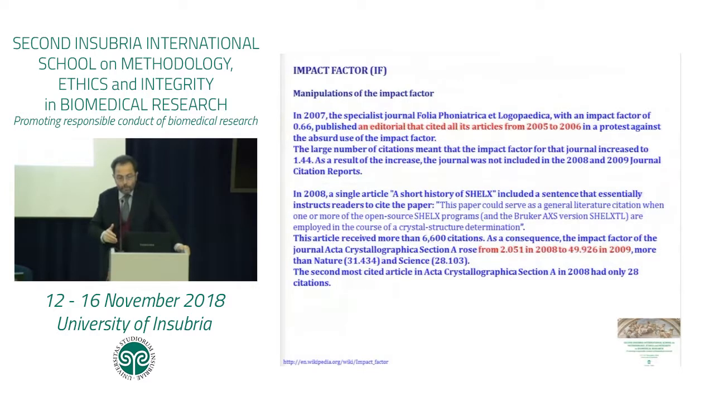There is an attempt, of course, to check that journals or individual authors are not manipulating the impact factor, and in general the citations of a journal, too much. And there are a lot of anecdotes like these. For instance, in 2007, a specific journal which had an impact factor of 0.66 published just one editorial that cited all its articles from the previous 2 years. And this, of course, in the next year resulted in doubling the impact factor.